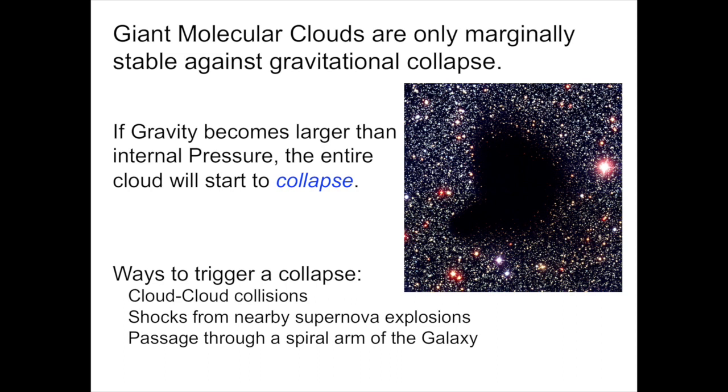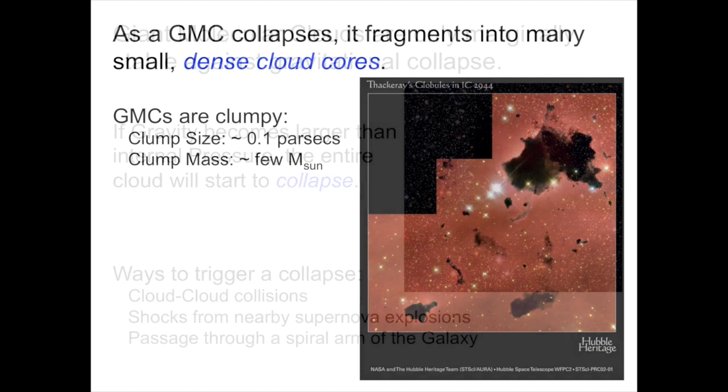Which way a collapse is triggered really has more to do with the basic statistics of how a particular galaxy, this whole system of stars, gas, and dust, goes about forming stars on the large scales. But however it happens, once the collapse starts, the process proceeds fairly rapidly.